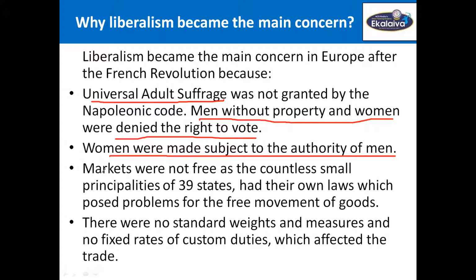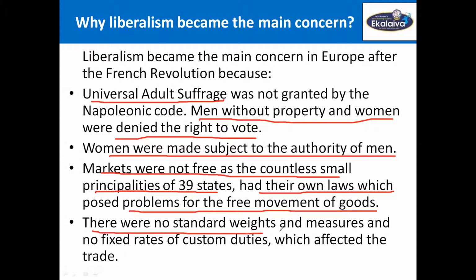So markets were not free, as the countless small principalities of 39 states had their own laws which posed problems for the free movement of goods. How it was a problem, and how they overcame the problem, we are going to see with an example in the forthcoming pages.